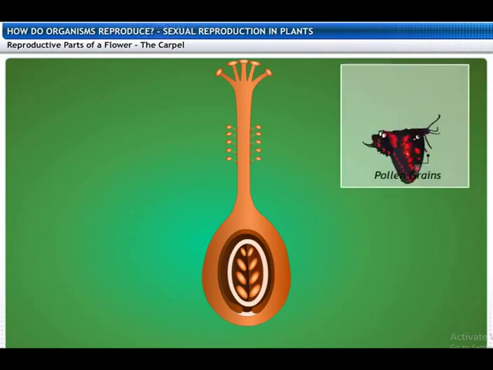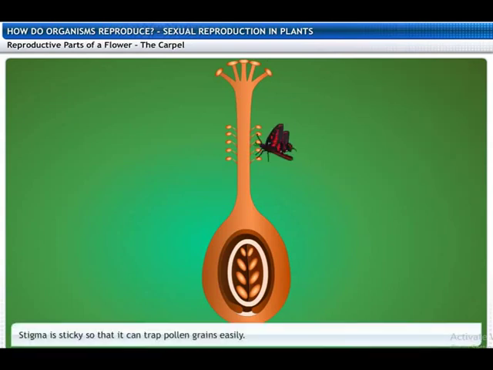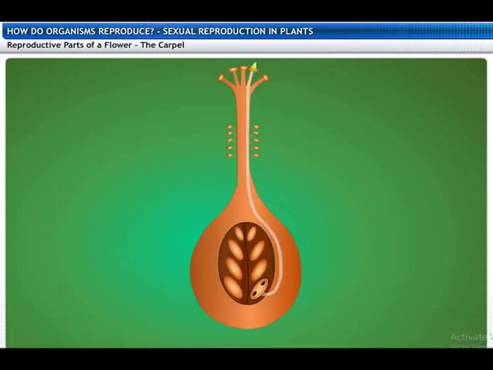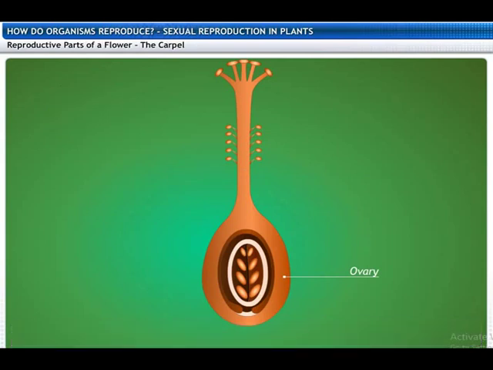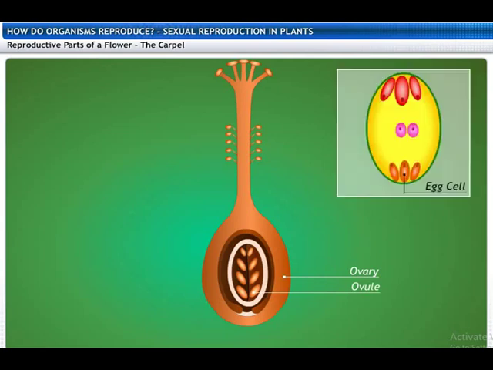That's right. When the butterfly carries the pollen grains from the stamen, the stigma can trap these pollen grains in its sticky surface. Then they can travel down to the ovary for fertilization. So the middle elongated part of the carpel is the style, and this swollen part at the bottom is the ovary? Yes, you got it. Now let's look at the ovary. The ovary contains ovules, and each ovule has an egg cell.